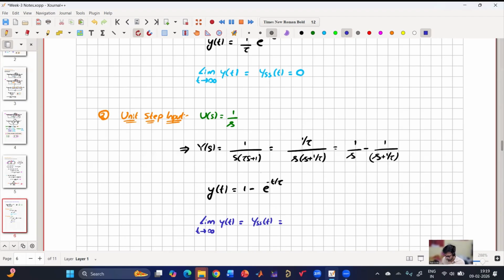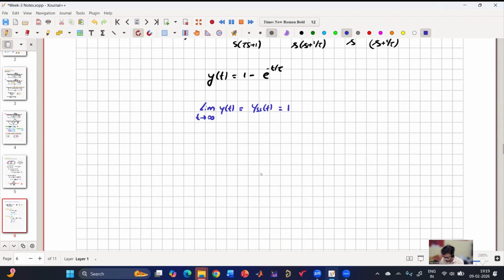So input, if it is a step, the output is also reaching 1 at steady state. For a unit step input, if we see the response, say my input is like this, started from 1, and say this is the unit step. So this is my input. Then my output will look something like this.